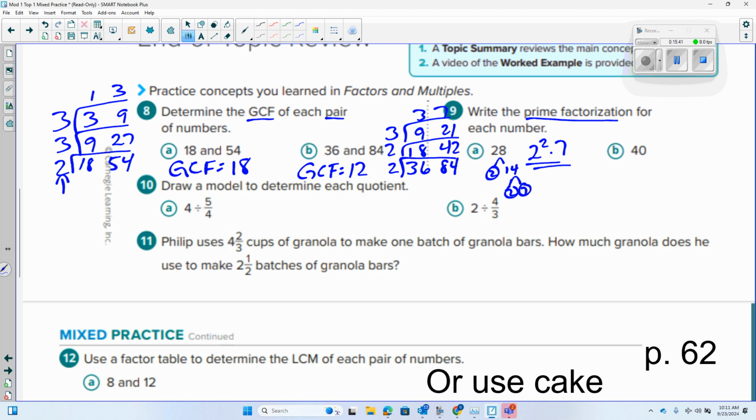40. I'm going to do the 2 times 20. Gives me 2 times 10. Gives me 2 times 5. Now I'm done, so I've got 3 2s and a 5. 2, 3, 4, 5.